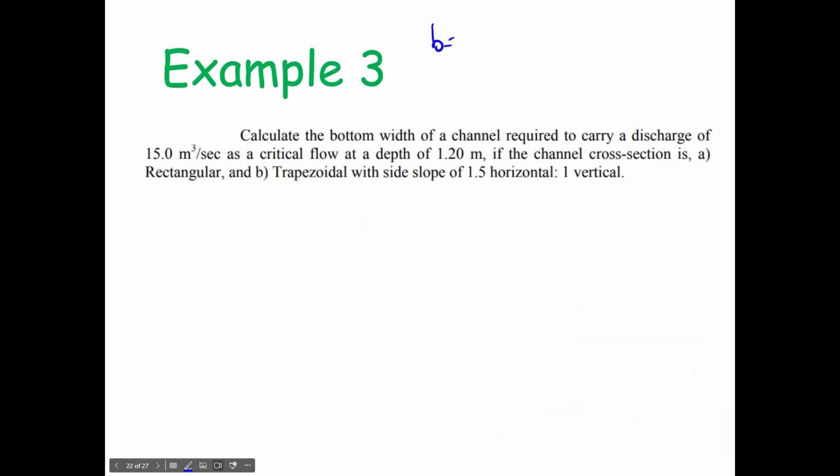Channel B is in question. It requires the carrier to discharge 15 cubic meters per second. Critical flow is this one, so read it carefully. It says critical flow is this one. So YC is given to you.